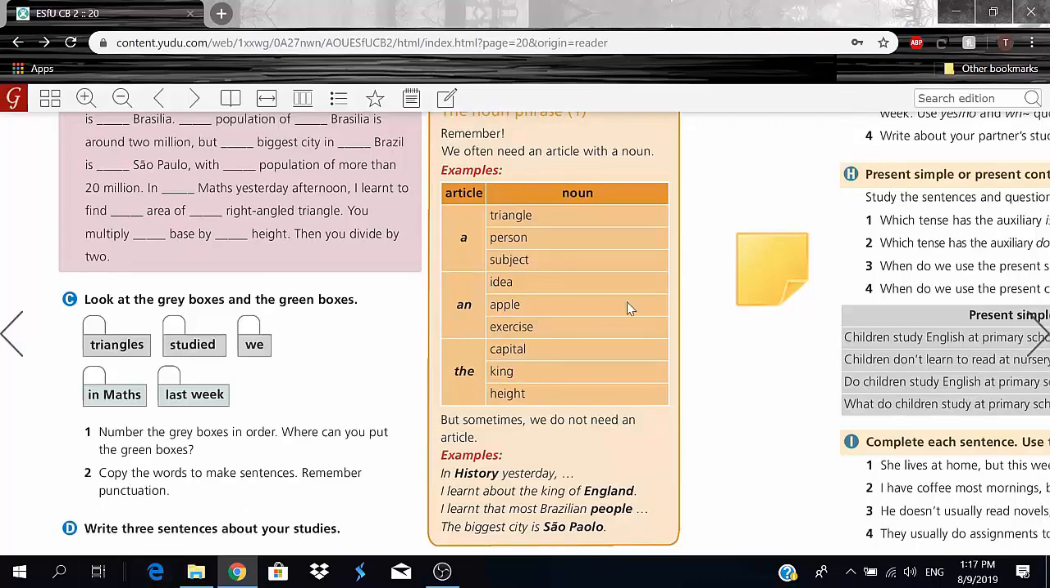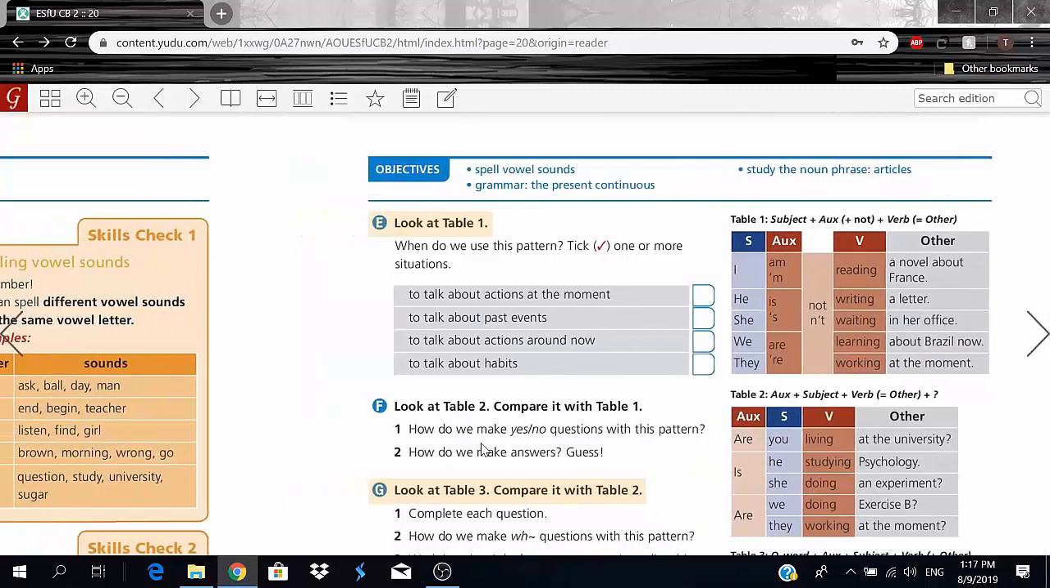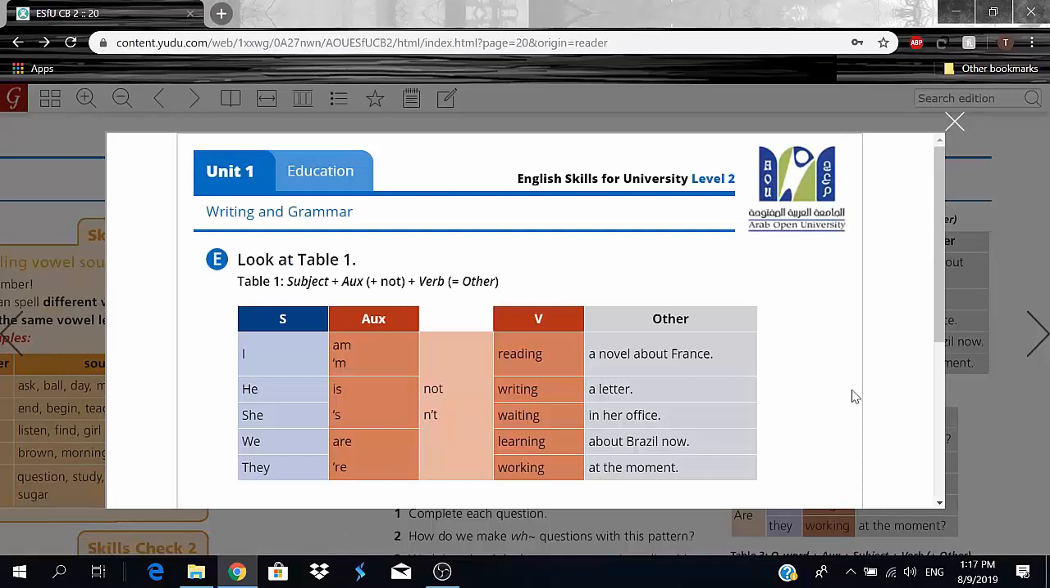Okay? Now let's move on here. Let's go to exercise E. Look at table 1. What do we use this pattern? Tick one or more situations. Okay, so obviously here I think he's going to be talking about the present continuous. Yep, that's exactly what he's talking about.